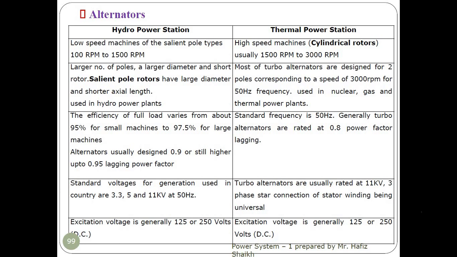Excitation voltage is generally 125 or 250 volts DC.